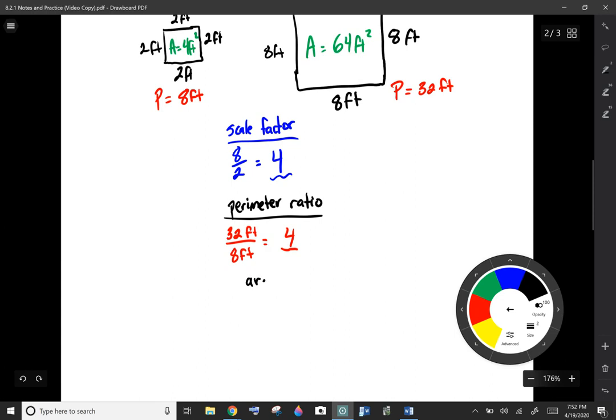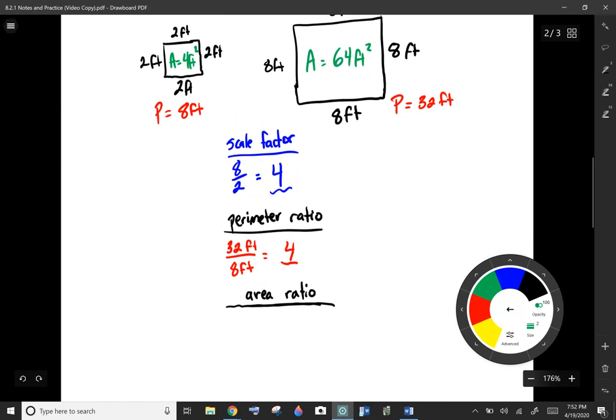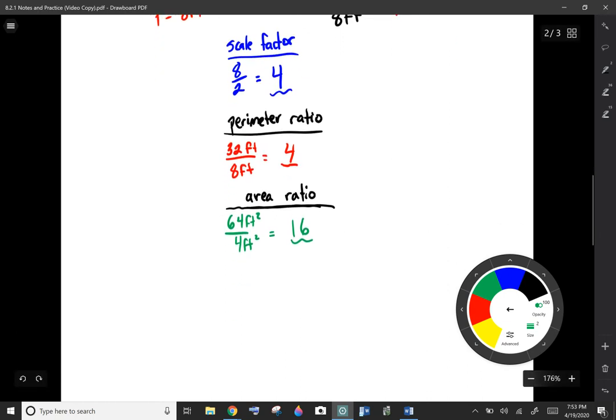The last one, though, when we think about the area ratio, those are the two green values. If we were to take those two and place one on top of the other, I'm using the large over the smaller one. You have to be consistent with which one you place. 64 feet squared over 4 feet squared. When I simplify that, we actually get 16. So even though the shape is 4 times as long, the area is actually 16 times as big.